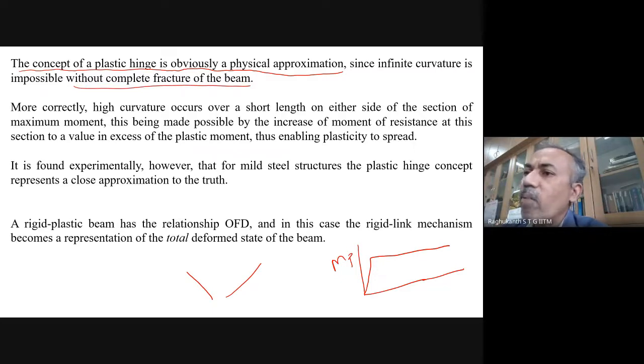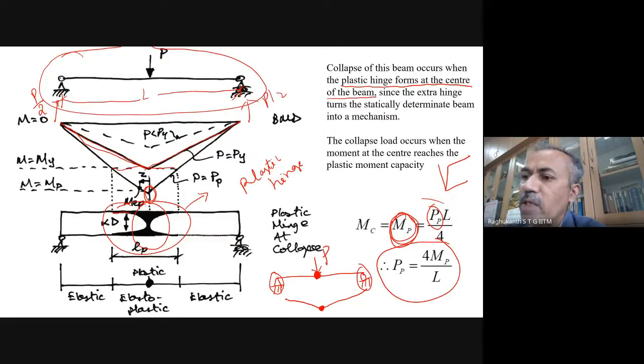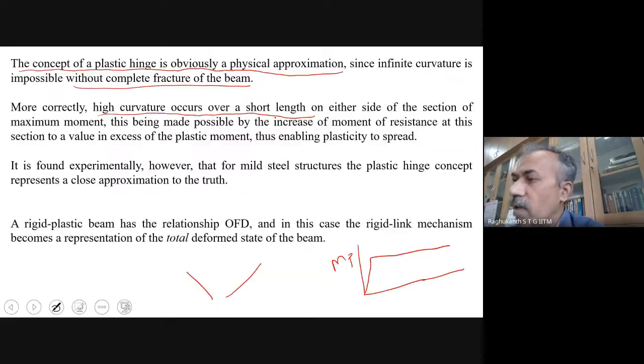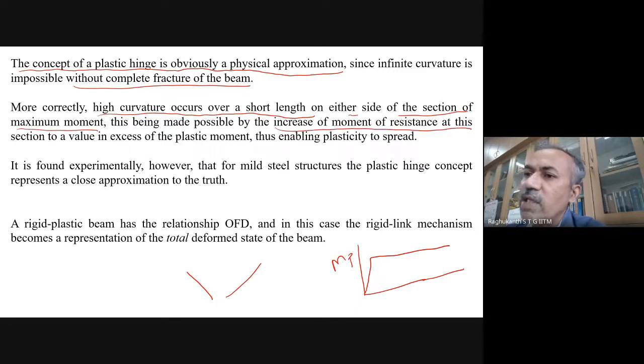More correctly said, this high curvature occurs over a short length on either side of the section of maximum moment. So there is this portion. The moment of resistance at this section increases to a value in excess of the plastic moment, thus enabling the plasticity to spread. So it spreads, and as I already told you, strain hardening is also there, which we have ignored. That will also happen, but we are ignoring all those issues.